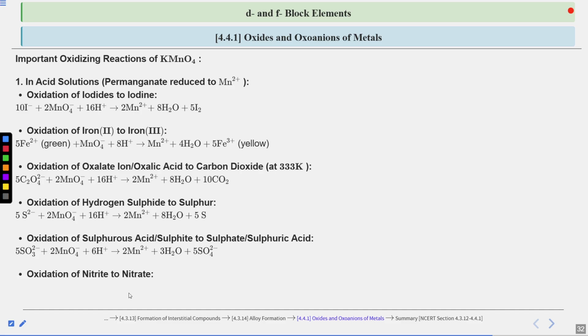Fifth is oxidation of nitrite to nitrate. When nitrite reacts with MnO4 minus and protons, permanganate is reduced to Mn2+, and nitrite converts to nitrate, also releasing 3 water molecules. So these are the oxidizing reactions in acid solutions shown by KMnO4.